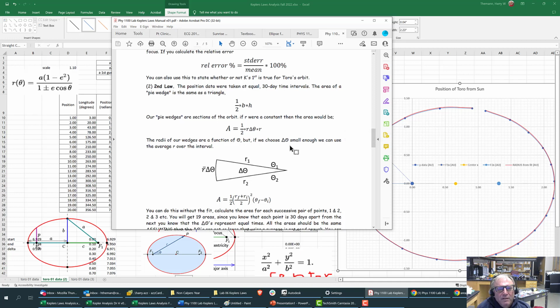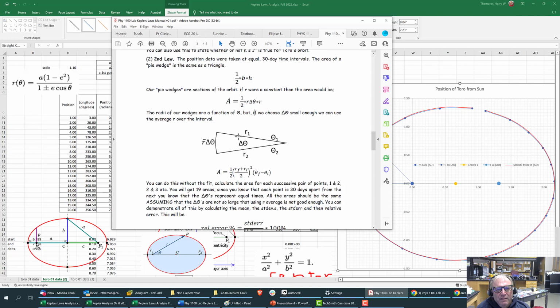Now, if I assume this is a straight line, it's a triangle. And yes, a little bit of error is introduced. The bigger the delta theta, the longer that arc length becomes than the straight line between these two points, which is called a chord. And on top of that, we have another source of error because the radius is not constant. It changes over the interval.